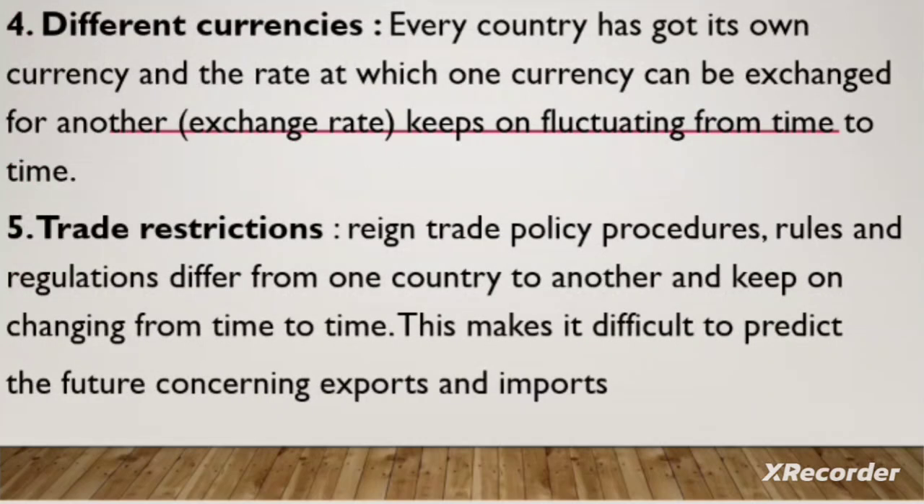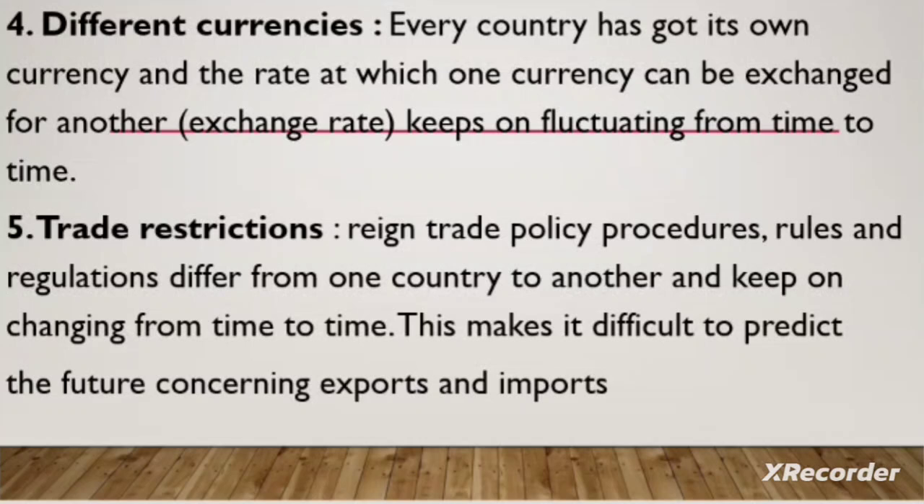Then we have different currencies. Each and every country has got its own currency. For example, in Malawi we have Malawi kwacha, Zambia kwacha, Mozambique metical, Tanzania shilling, South Africa rand, Botswana pula, and some other countries, USA dollar. So currencies differ based on countries. Yeah, and currencies have different values. Some currencies have got high value, while others low value.